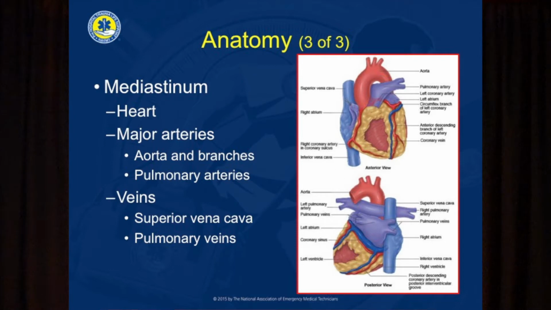The mediastinum also contains the heart and the major arteries, the aorta, which branches off into the carotid arteries and the brachial arteries. You also have the pulmonary arteries, bringing oxygen from the heart to the lungs. And don't forget, you also have the vena cava, which brings the blood from the body back into the heart through the superior and inferior vena cava. And you have the pulmonary veins as well.